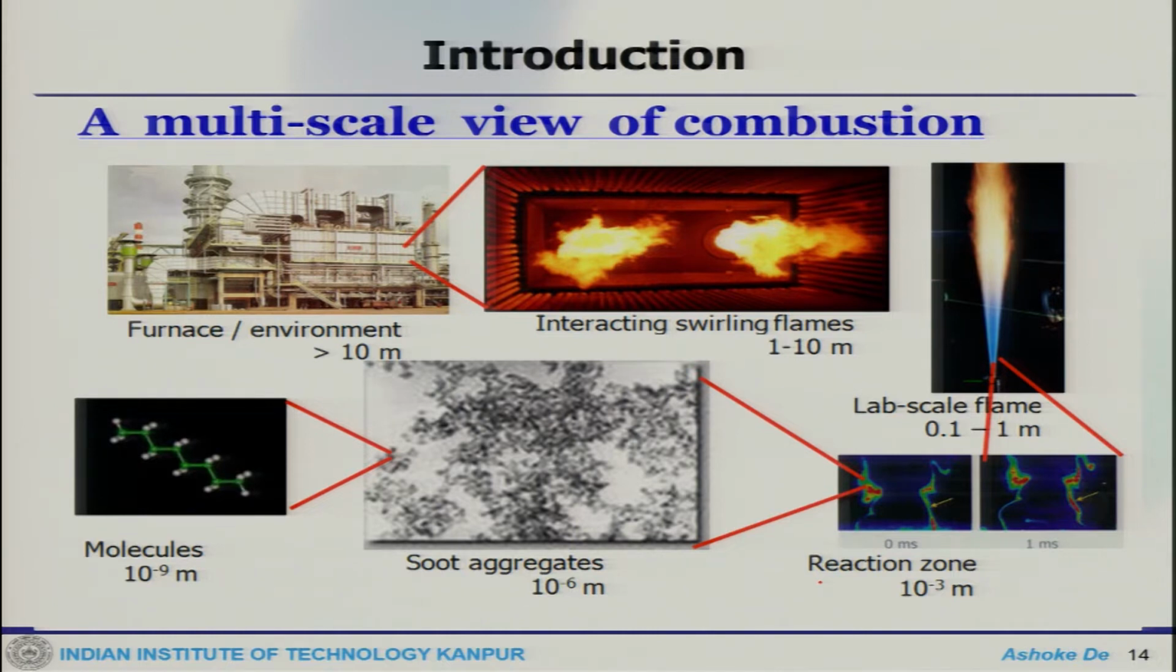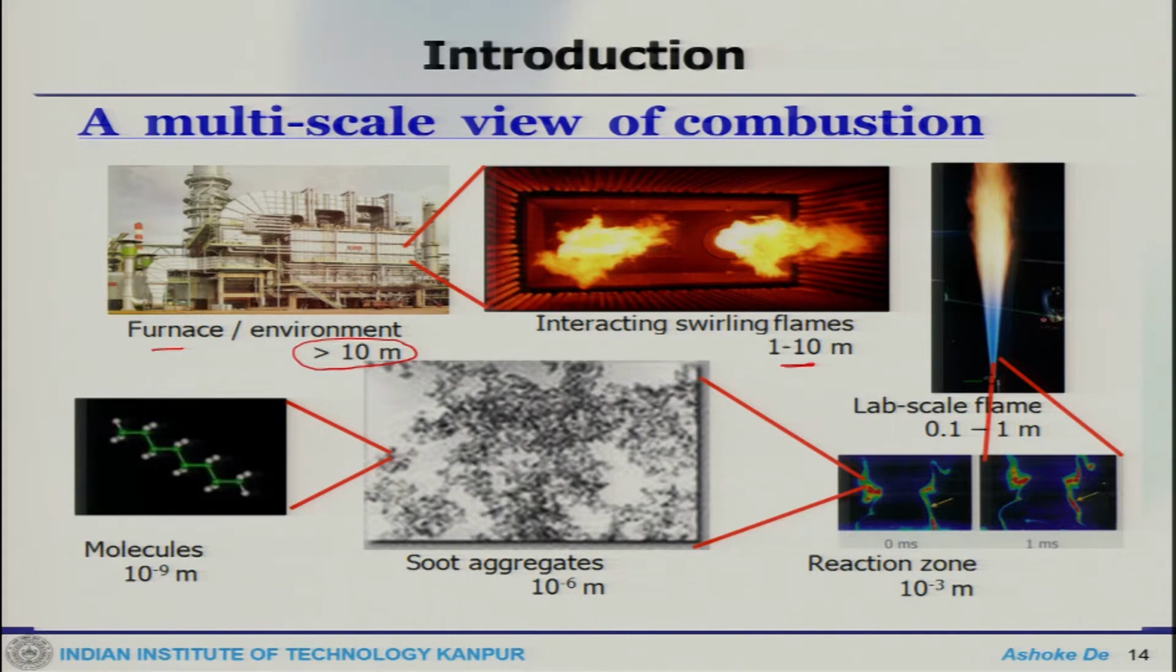starting from this level where you see the furnace application in an industry, that is one scale, which is a large scale application of combustion where the boilers and all these furnaces are used. Why we say multi-scale is because here the scale is always higher than 10 meters or so, but when you look at some other aspect where the swirling flames are interacting, this is a different scale. So, there is a change of scale between this application and this application.